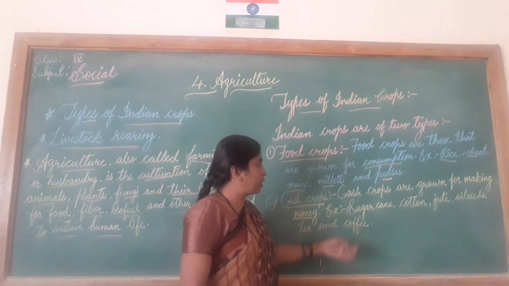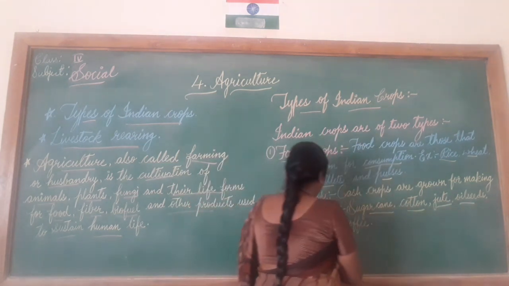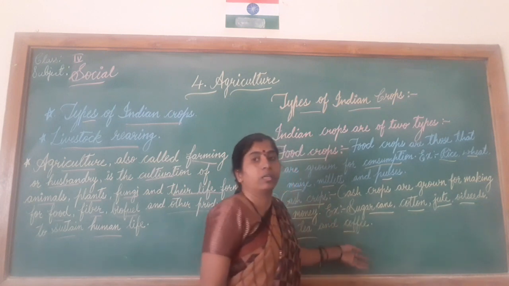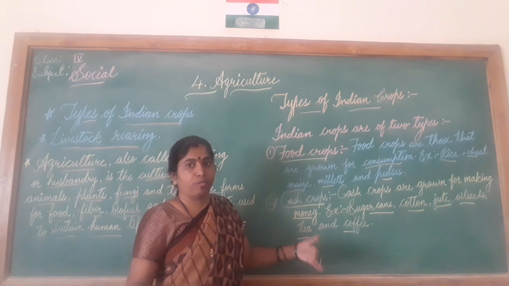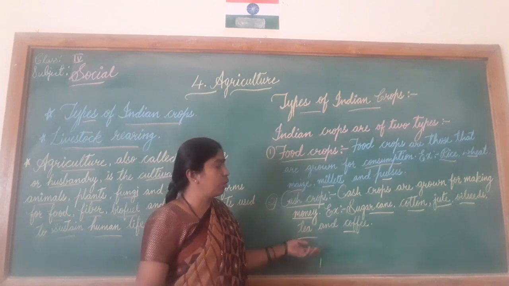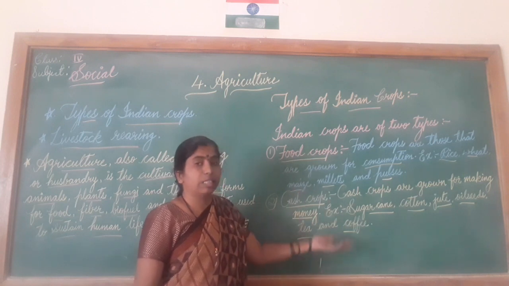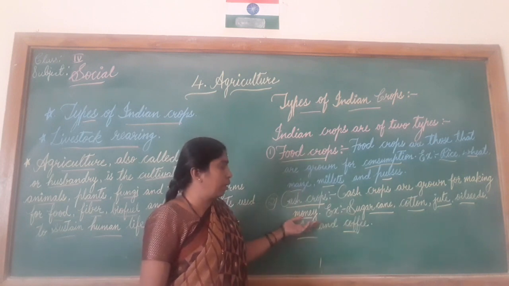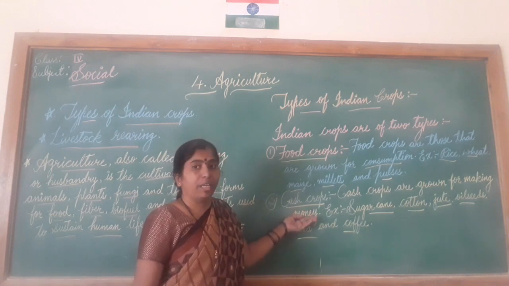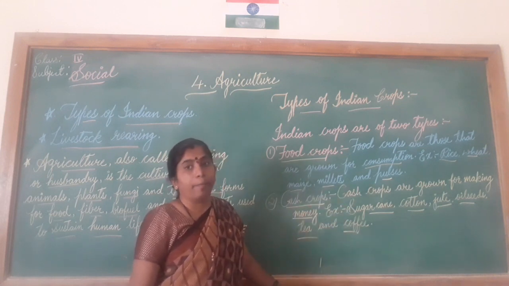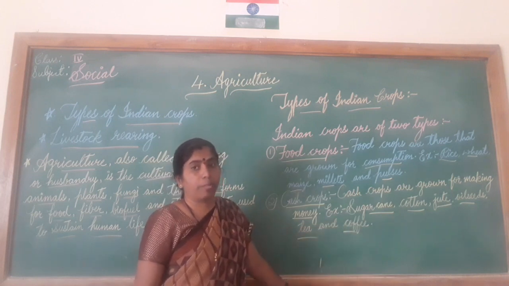So here we can see we don't need much of these. Tea and coffee, sugarcane, cotton, jute. Even if we grow them in our field, we cannot use them in our home. So what will we do? We will sell them in the market to get the money. For making the money, we will sell it in the market. And this also helps in the country's economy.